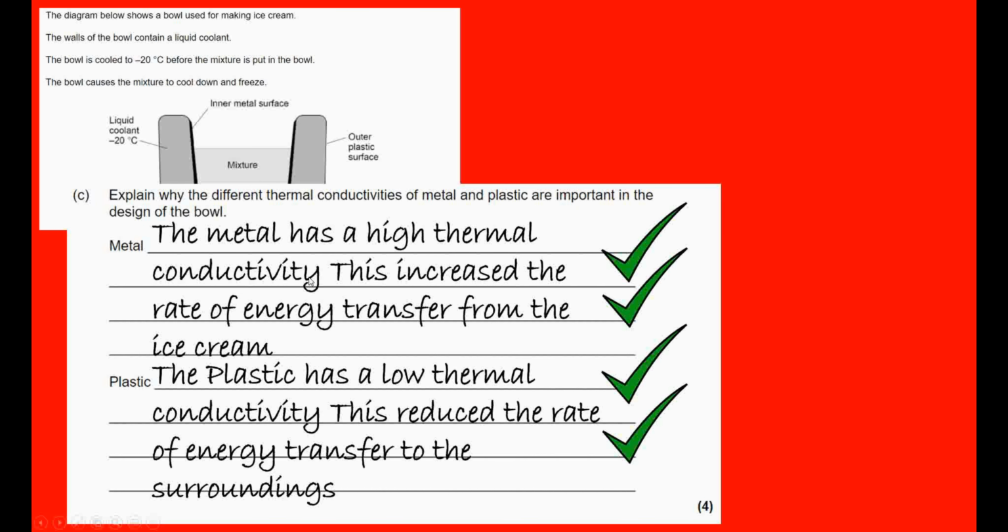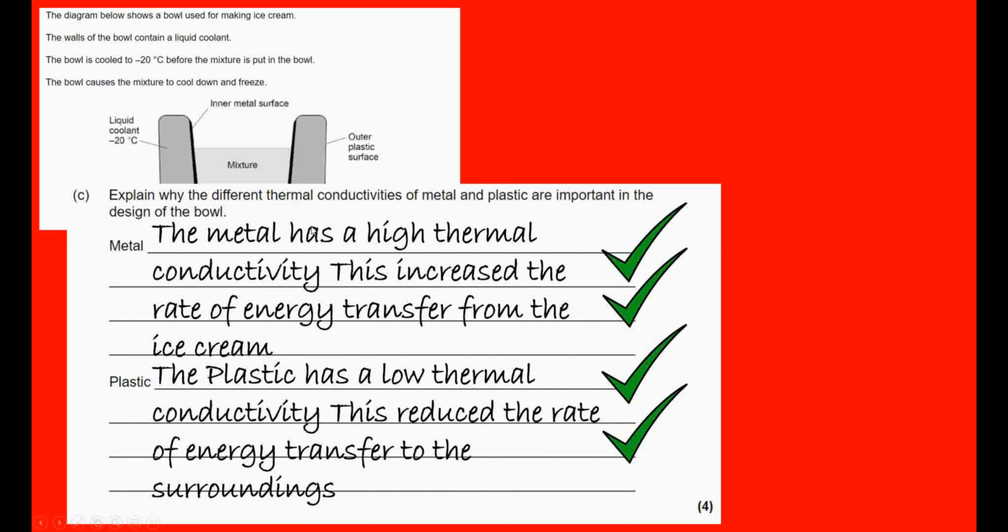I need to say that a metal has a high thermal conductivity. A metal is a good conductor of heat. That increases the rate of energy transfer. Okay, plastic has a low thermal conductivity. That reduces the rate of energy transfer to the surroundings. Okay, you need to use what it says in the question. Really read the question and try and answer what it's asking, not some other question. So when it says explain why the different thermal conductivities of metal and plastic are important, you need to talk about the thermal conductivities. Okay, quote what it says in the question, use it.